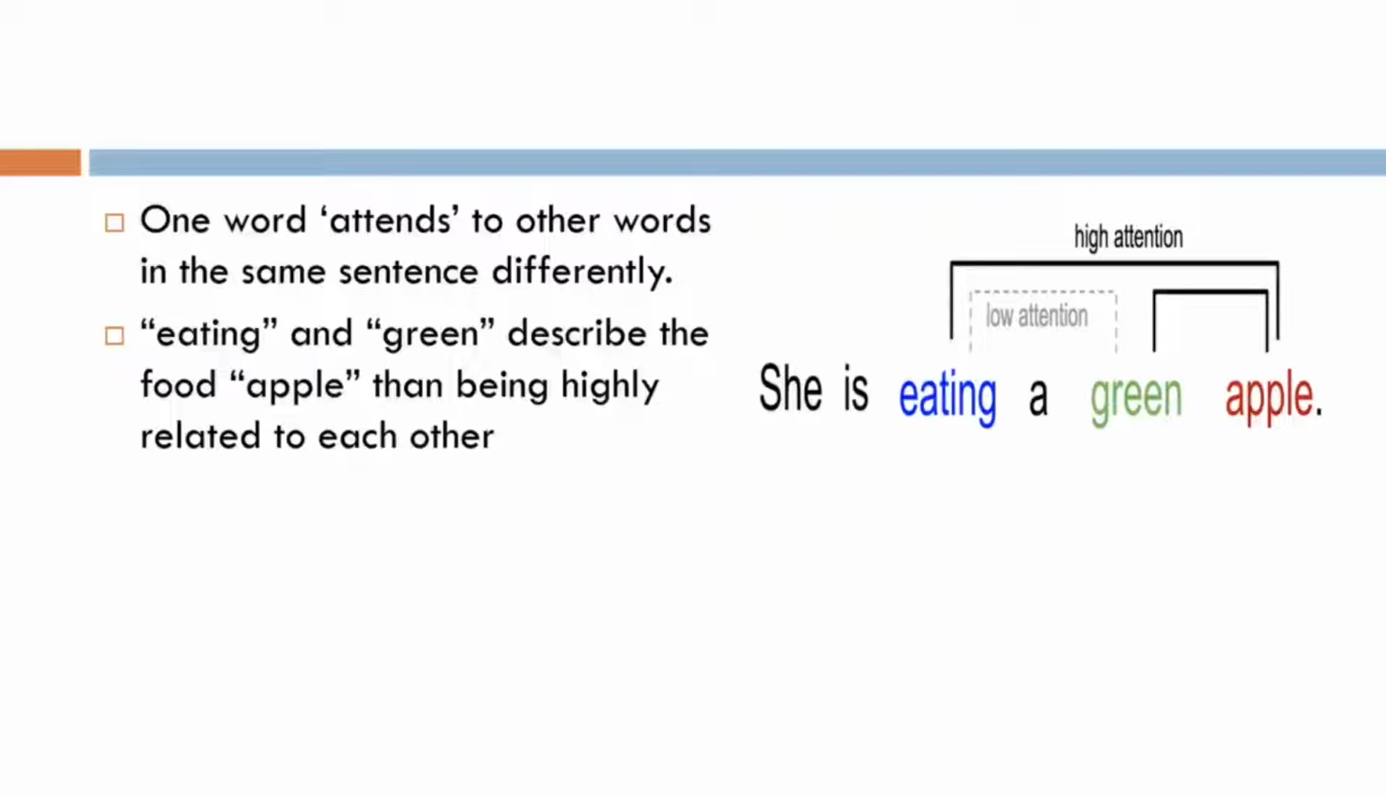That is, if I'm processing this sentence for some other task, where the goal is sentiment analysis or next word prediction, when the word eating is being processed, more attention should be paid to the word apple than to the word green. Similarly, when the word green is processed, more attention should be paid to the word apple. In other words, one word is attending to the other words in the same sentence differently, right?